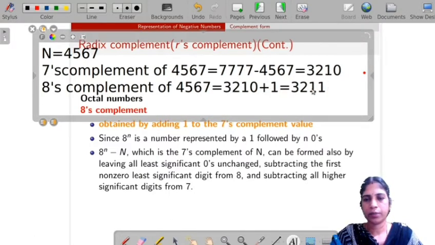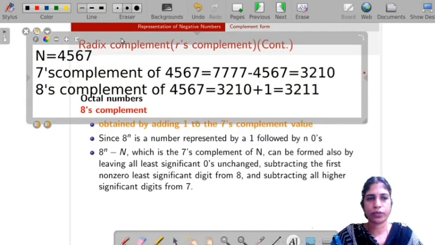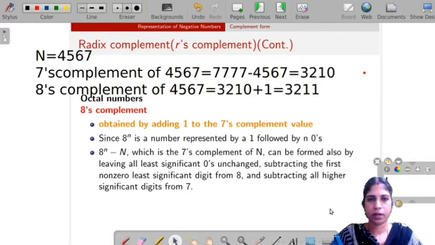Okay, another method is we scan from the right side for the first non-zero digit. The first non-zero digit is the LSB itself, the least significant digit itself. So that digit is subtracted from 8. So 8 minus 7 is equal to 1. All other digits are subtracted from 7. So 7 minus 6 is 1. 7 minus 5 is 2. 7 minus 4 is 3. Okay. Another example.